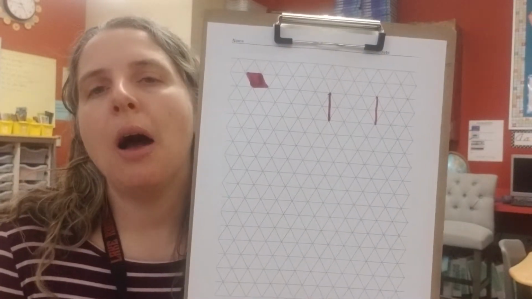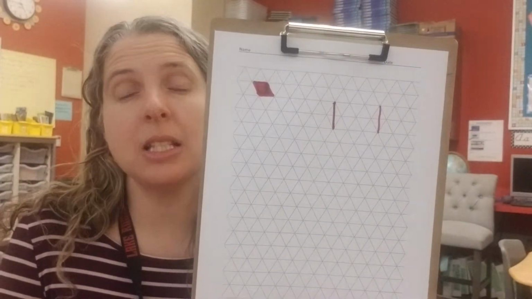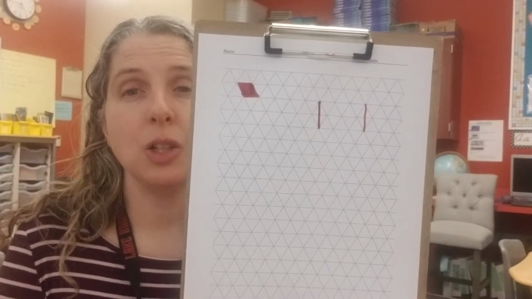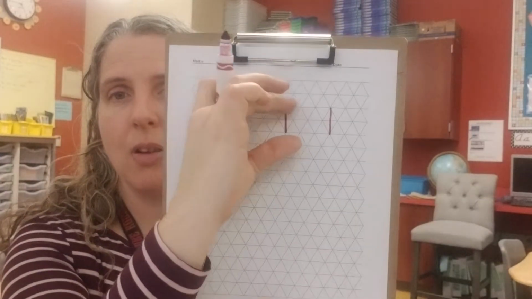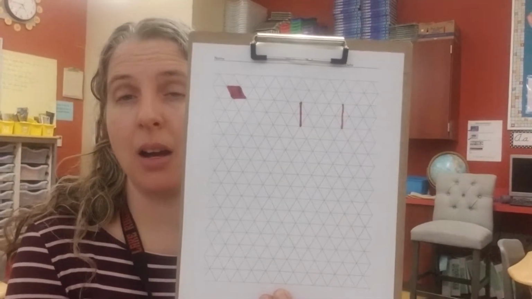All right, how many sets of parallel lines does a rectangle have? 2. There's 1 set. Where's my other set going? Right here. What else does a rectangle have?